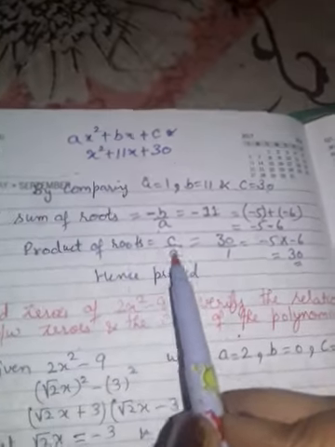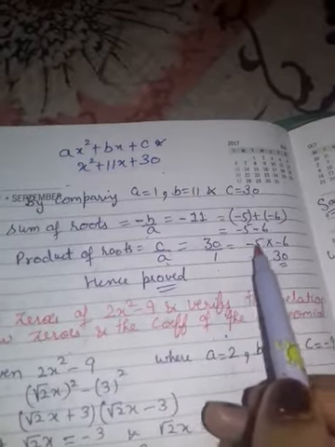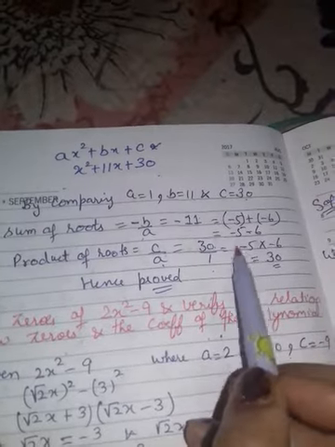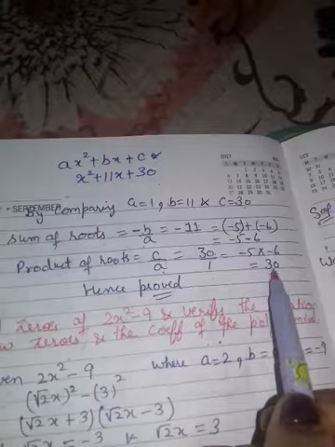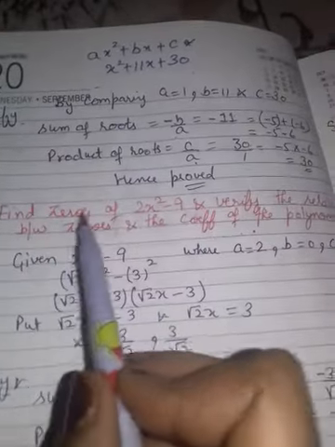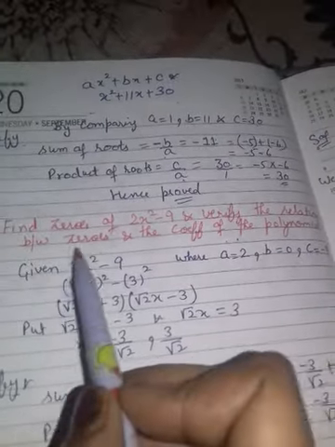Product of roots is equal to c upon a. C is 30 upon 1 and your roots are minus 5 and minus 6. Multiply them, minus minus cancel, 5 times 6 is 30. So hence proved.